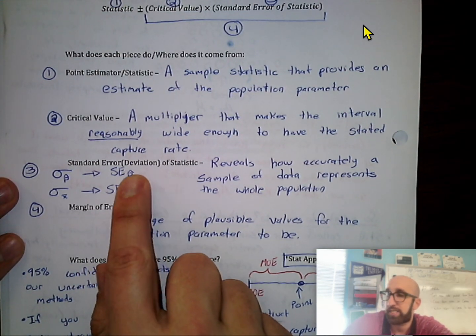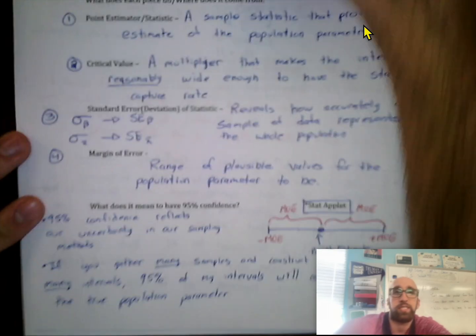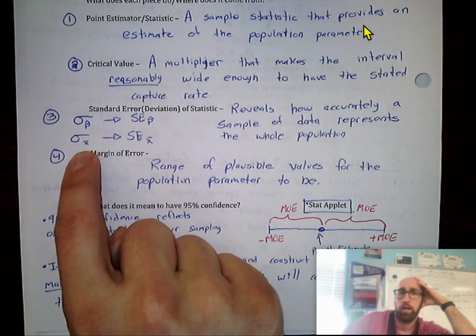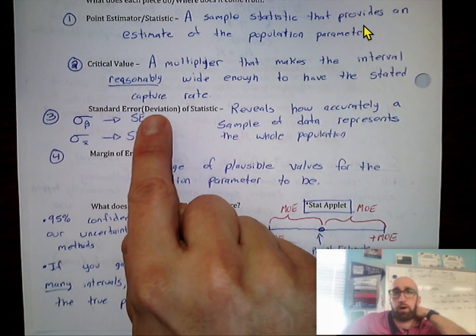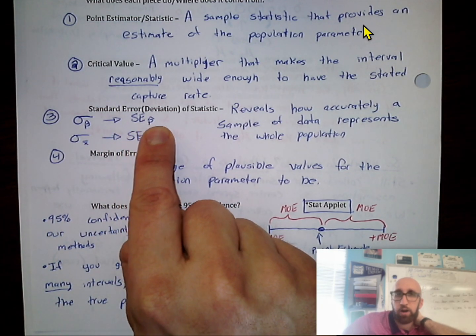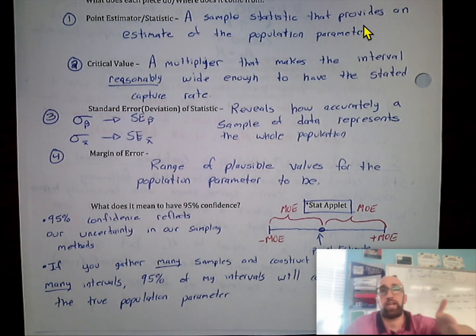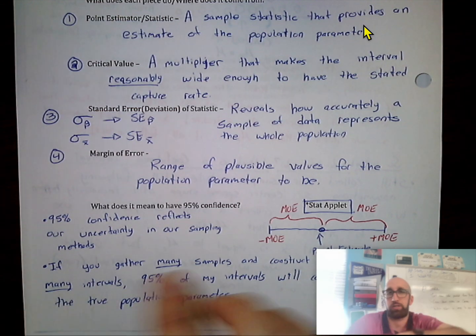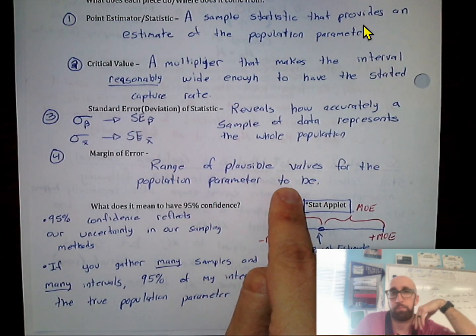Then we have a thing called the standard error of the statistic. Some people call it standard deviation. It reveals how accurately a sample of data represents the whole population. You were used to some notation in the previous quiz, sigma p hat and sigma x bar. We're now looking at SE, the standard error of p hat, standard error of x bar. You'll see that. And we're going to create an interval that has a margin of error. The margin of error really sets up how wide this is. It's a range of plausible values for the population parameter.